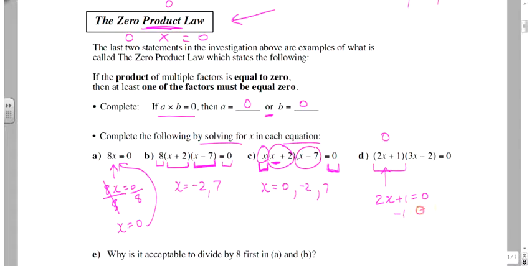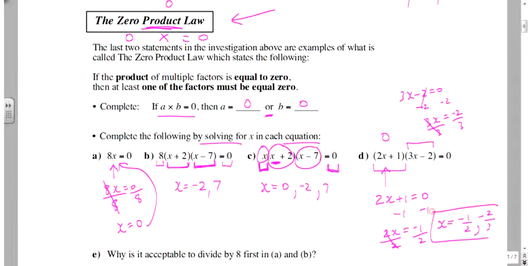Okay, -1 to both sides. 2x is -1. Divide 2 from both sides. X is by itself. X is -1/2. What about this guy? What does x need to be for this to be 0? Solve it. -2/3.